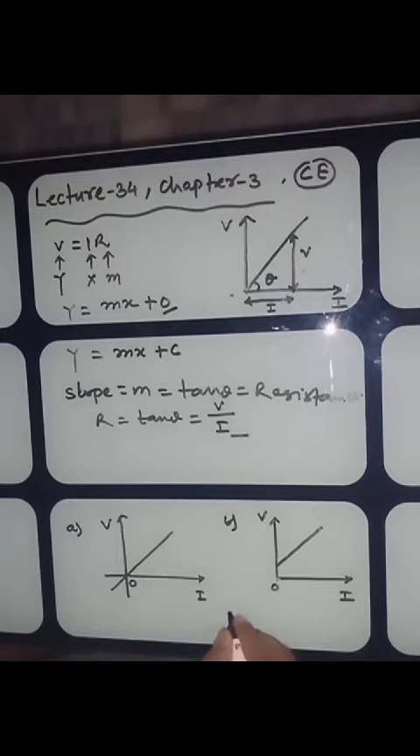Okay, now the third one, I'm representing here another graph. Whether this one is the correct graph, if it is a straight line, whether this one is obeying Ohm's law. This is the current and this is the voltage.